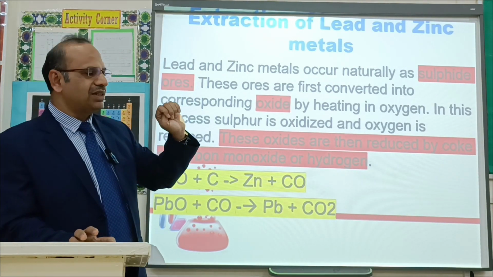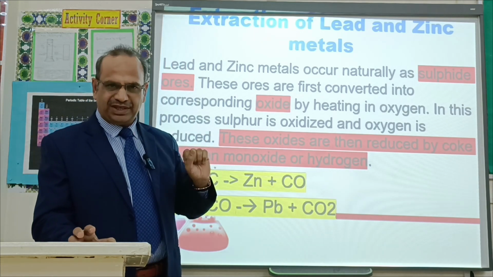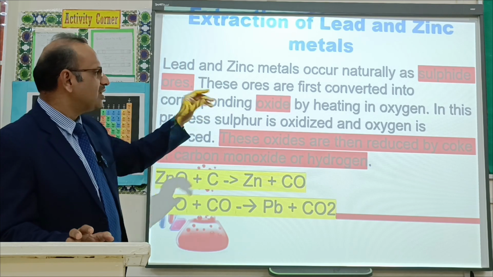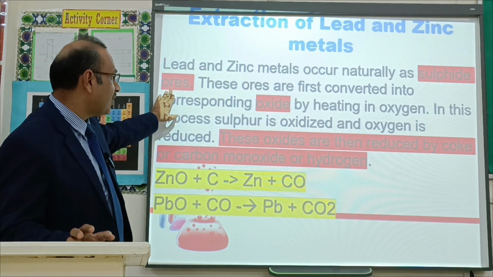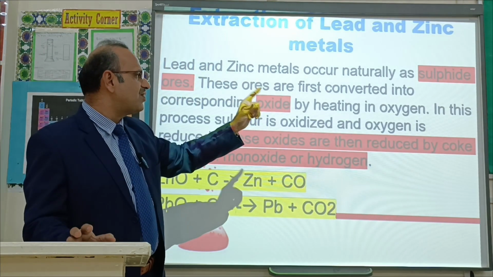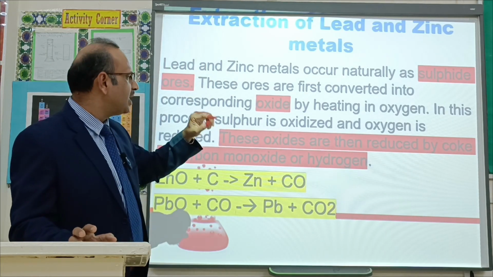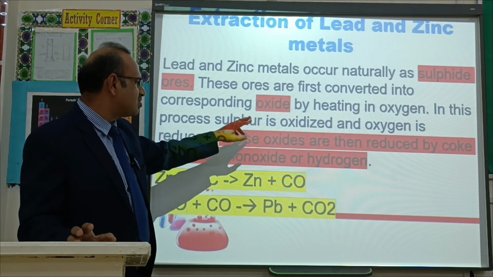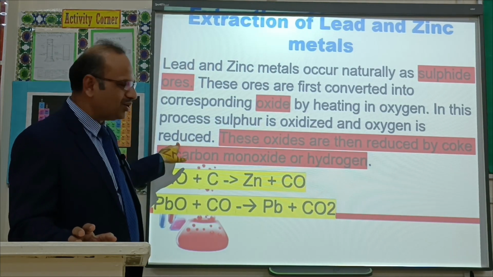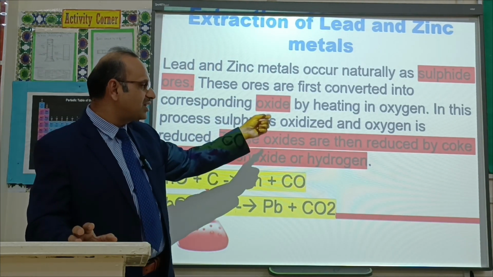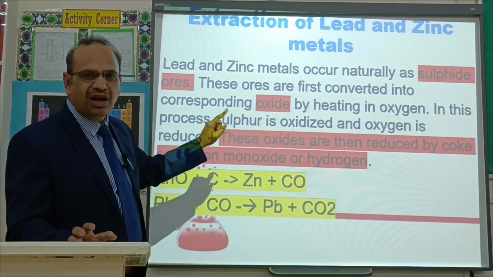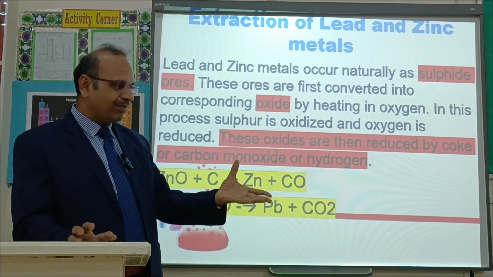Lead and zinc metals can also be extracted from their ores. Generally, they are also present as sulfide ores, and these ores are first converted into oxides. Later, by heating, in this process the sulfur is oxidized and oxygen is reduced. These oxides are then reduced by coke or carbon monoxide or hydrogen to get the pure metal.